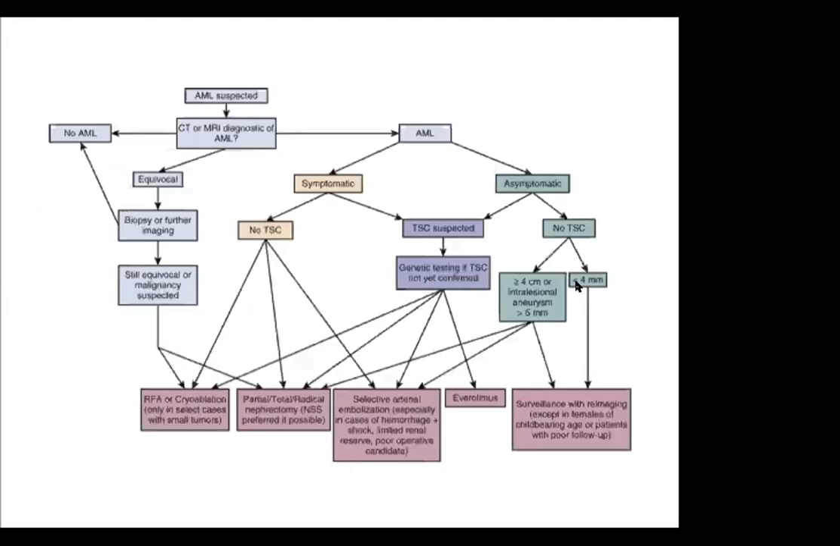So, this is an algorithm regarding the diagnostics and treatment for AML. When a resection is chosen, nephron-sparing approaches should be performed. And in terms of the treatment, everolimus is an mTOR inhibitor, and studies have shown a response rate of 42% of cases having more than 50% size reduction.